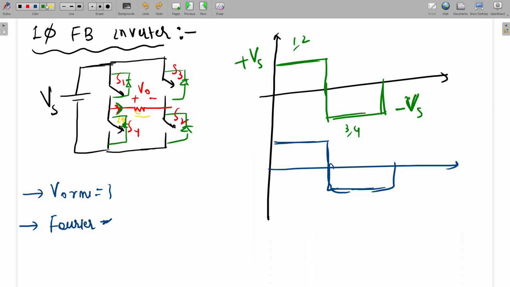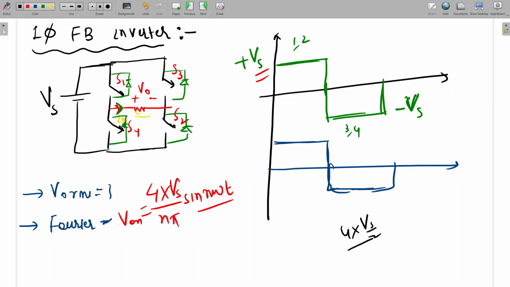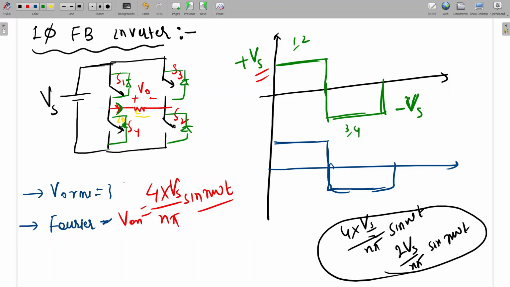For this one, what will be the Fourier analysis? The Fourier series will be 4 times Vs upon n pi sine n omega t. The waveform is the same, but the magnitude is Vs here. Previously the magnitude was Vs by 2, that's why it was 4 times Vs upon 2 divided by n pi sin n omega t. So in case of half bridge we got 2 Vs upon n pi sin n omega t, but for full bridge it will be 4 Vs upon n pi sin n omega t.